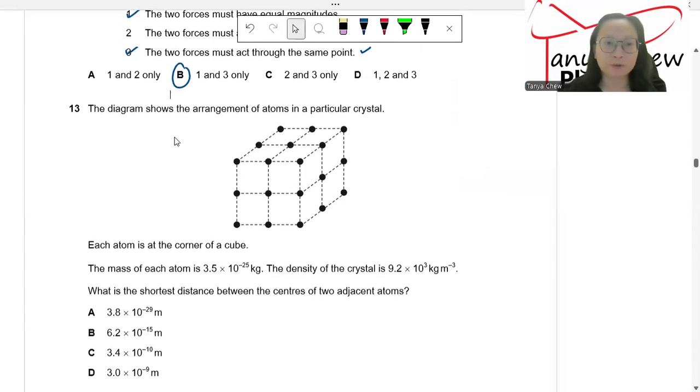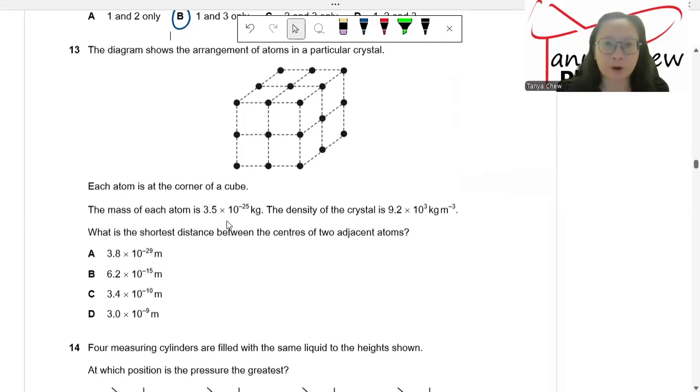Number 13, the diagram shows the arrangement of atoms in a particular crystal. Each atom is at a corner of a cube. Mass of each atom is 3.5 times 10 to the power negative 25 kilogram. Density of the crystal is 9.2 times 10 to the power 3 kilogram per meter cube. What is the shortest distance between the centers of two adjacent atoms?